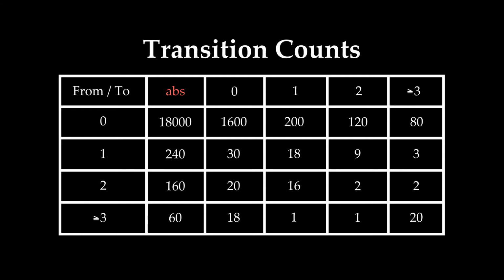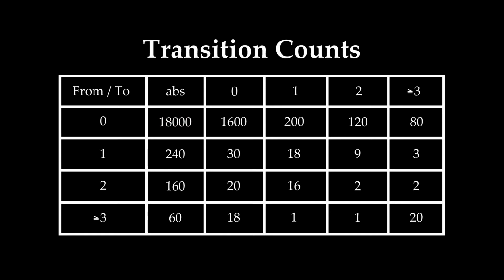This table counts the number of times customers purchased 0, 1, 2, or 3 or more shirts on a visit to the site, given that they bought 0, 1, 2, or 3 or more shirts on a previous visit. As an example, there were 200 customers who purchased one shirt when on their last visit they didn't purchase any shirts. There were 16 customers who purchased one shirt when on their last visit they purchased 2 shirts. And there were 18,000 customers who never came back when they hadn't purchased a shirt on their previous visit.